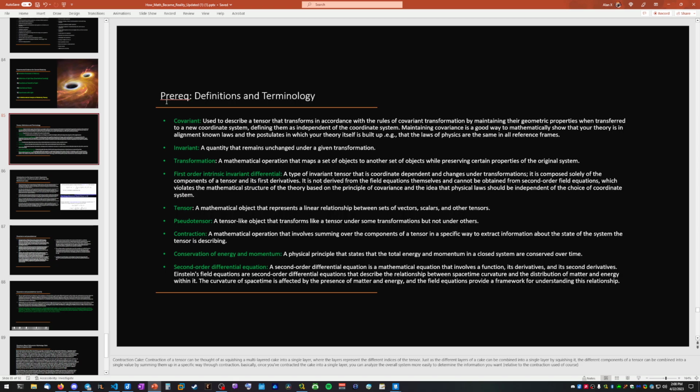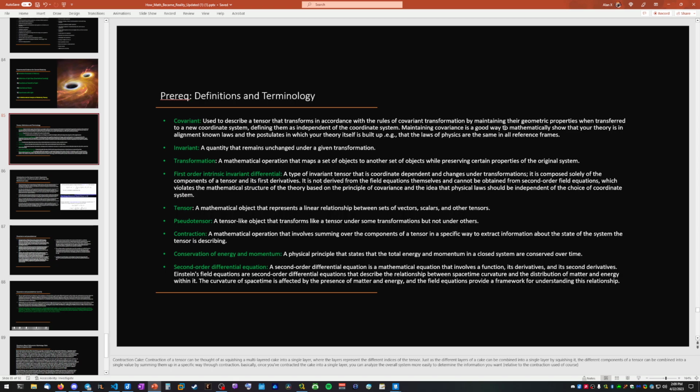So anyway, the prerequisites will be definitions and terminology. This will be some of the lingo that's used within the mathematical framework and the mathematical theories that are used for these equations, field equations. So covariant: used to describe a tensor that transforms in accordance with the rules of covariant transformation by maintaining their geometric properties when transferred to a new coordinate system, defining them as independent of the coordinate system that they're being transferred to and from.